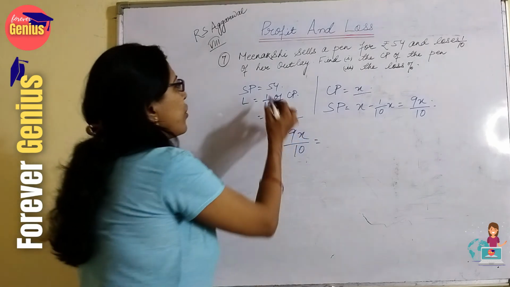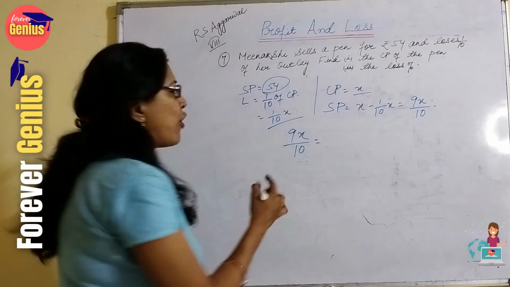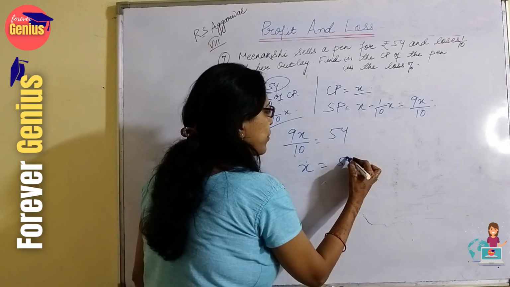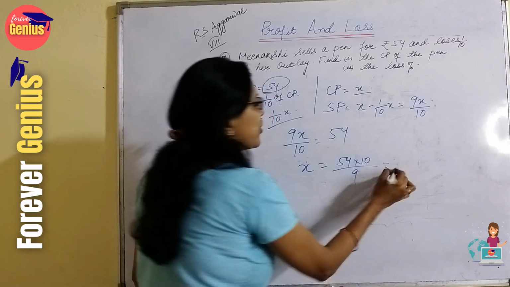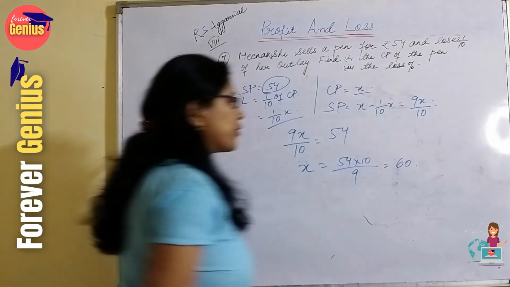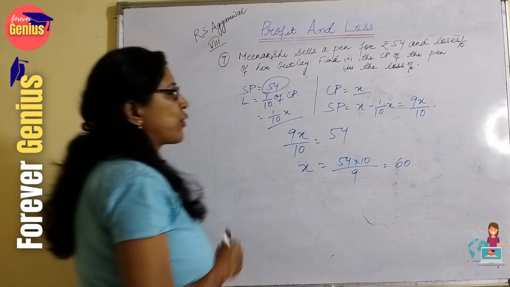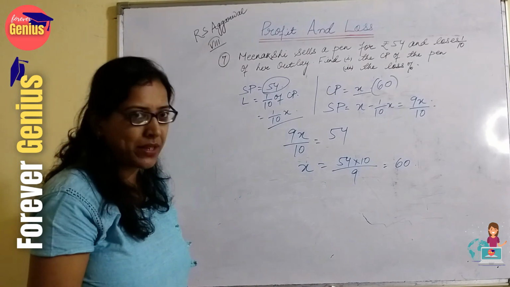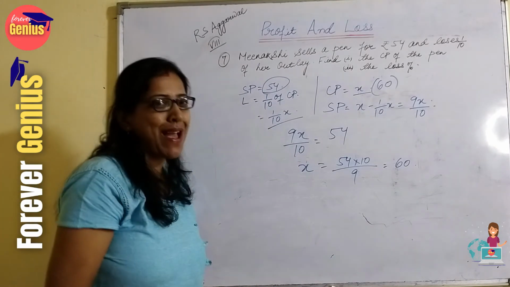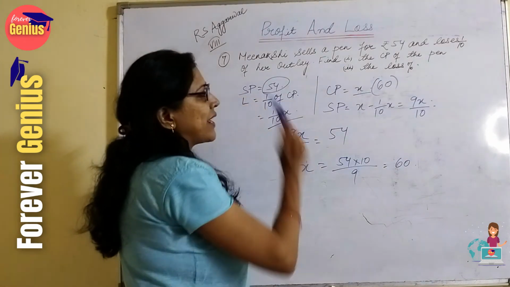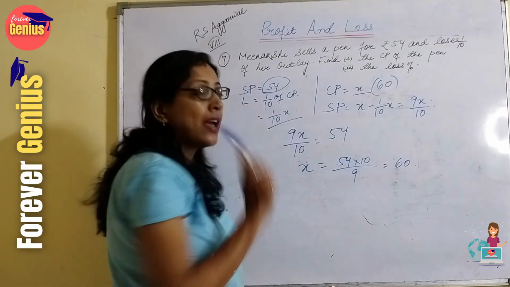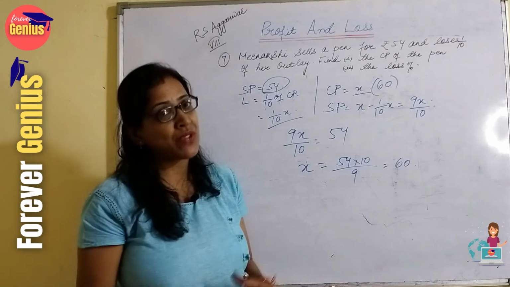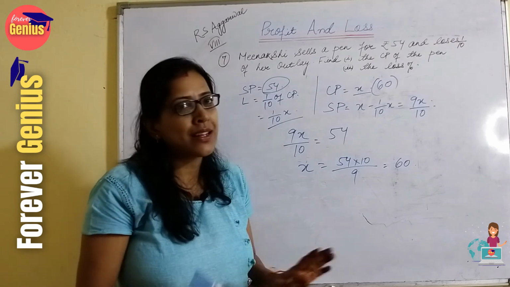This is related to x. But we know that the actual selling price is 54 rupees. So x is equal to 54 into 10 by 9, which amounts to 60 rupees. So now the cost price we are getting is 60 rupees and selling price is 54 rupees. Isn't it very easy? So just practice, try to convert and make the units equal so that the calculation and the sum also become easy. You don't face any hurdles after that.